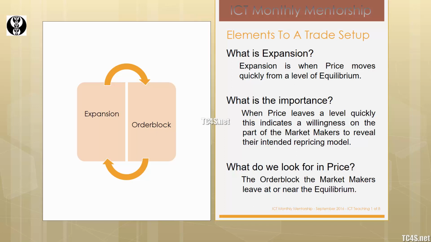We don't want to chase price. We're going to wait for price to come back down into the order block. Where's that going to occur? Well, what do we look for in price?